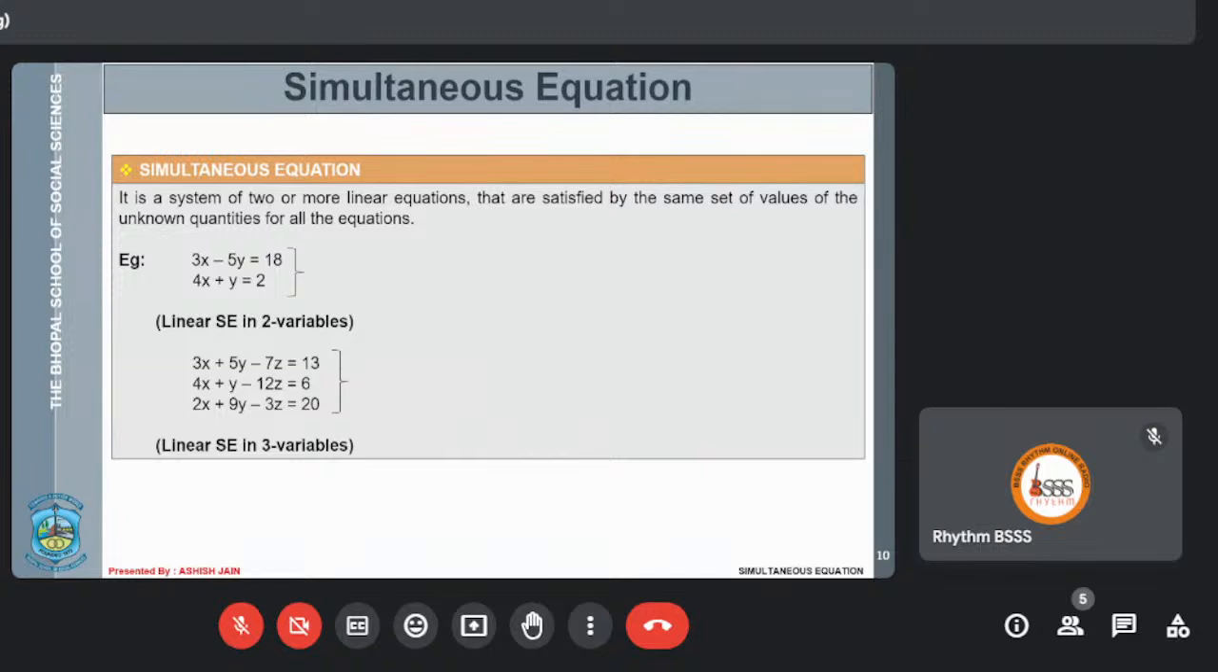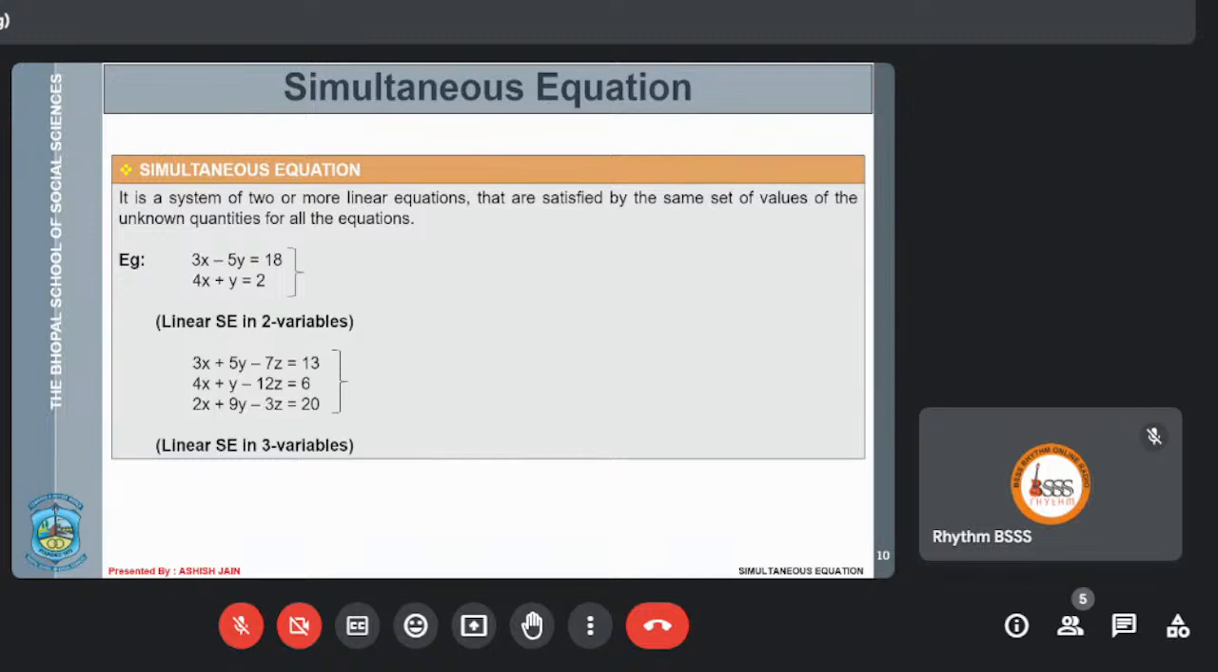Now we come to the actual definition of what actually is a simultaneous equation. So basically, a simultaneous equation is not just one equation, but it's a combination, or we can say a system of two or more linear equations. So we have a combination of two equations such that if you satisfy the equation with a value of x and y, that means if you have one set of roots for an equation, it will satisfy the second equation as well. Okay, so we can define simultaneous equation as a system of two or more linear equations that are satisfied by the same set of values for the unknown quantities for all the equations.